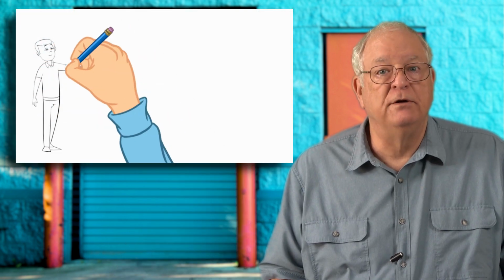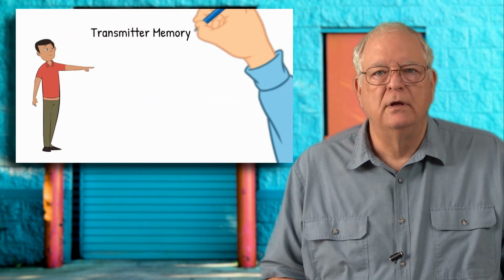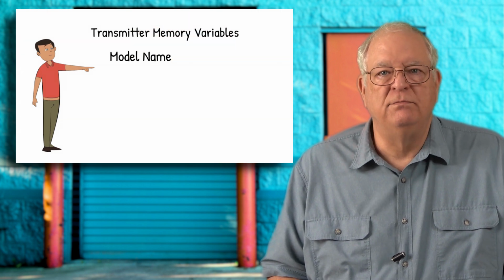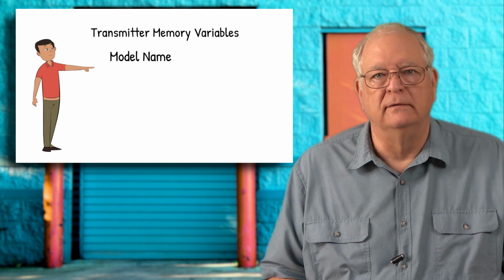The Spektrum brand even has a data variable that, once bound to a specific model's receiver, won't allow you to mistakenly try to fly the model with the wrong memory selected. Here are just a couple of variables you'll be able to set via transmitter memories. First, you'll be able to give your model a name. This makes it easy to match your memory to your model.